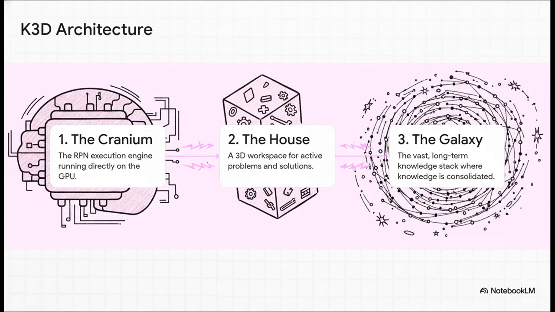So this architecture has three main pieces. You've got the cranium, that's the RPN engine where the step-by-step thinking happens. Then you have the house, that's the active memory, a 3D workspace that's kind of like a virtual lab bench. And finally, the galaxy is the long-term memory, where proven concepts and useful programs are stored, like a massive library of functions. It's a stack that grows in 3 dimensions.